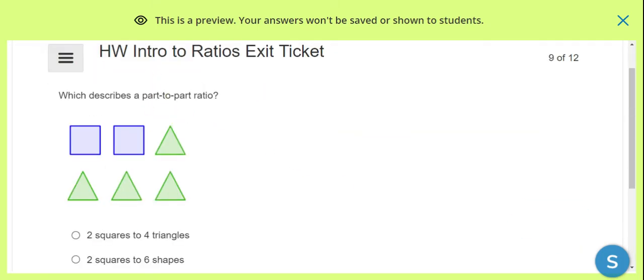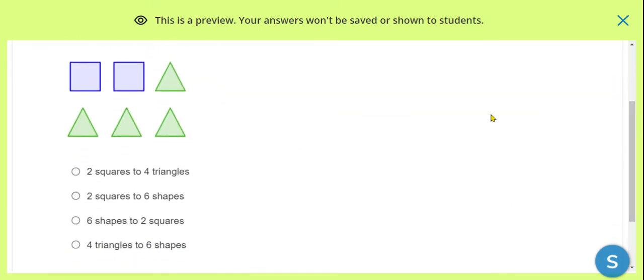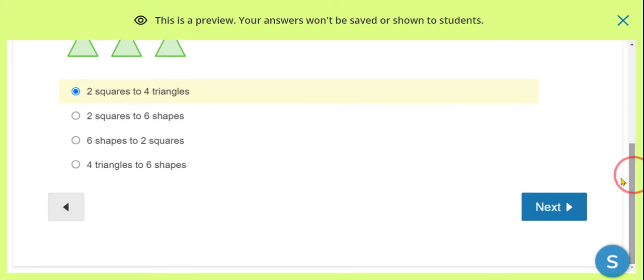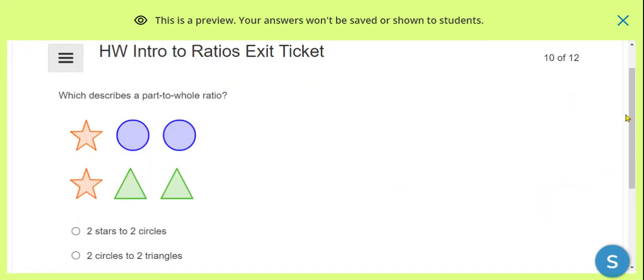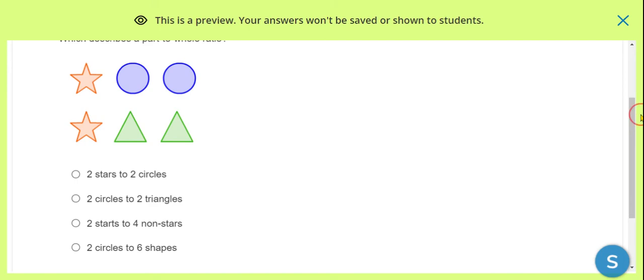Part to part ratio. So we're talking about squares and triangles. So there's 2 squares and 4 triangles. So that's total shapes, that's total shapes, that's total shapes. But part to part would be squares and triangles. Now, part to total is different. So there's 1, 2, 3, 4, 5, 6 total shapes. So the only answer that would make sense is 2 circles and 6 shapes.